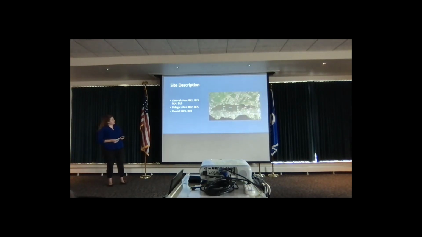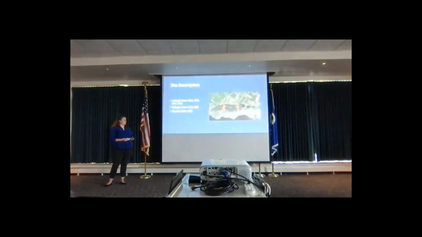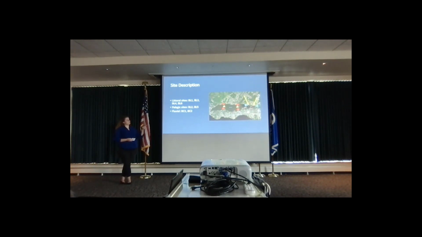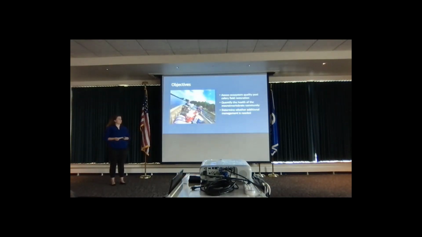So my site description: I chose to have 4 littoral sites, 2 pelagic sites, and 2 fluvial sites. Now again, these 2 celery fields that have been restored are shown here with the yellow arrows. And it's important to note, I chose to sample upstream and downstream to further indicate its impact on the ecosystem. And we sampled these 3 different types of sites to ensure that we had an accurate representation of macroinvertebrates from every habitat.